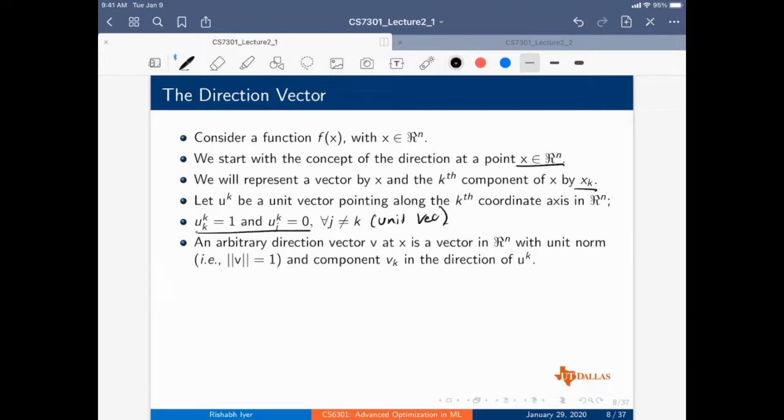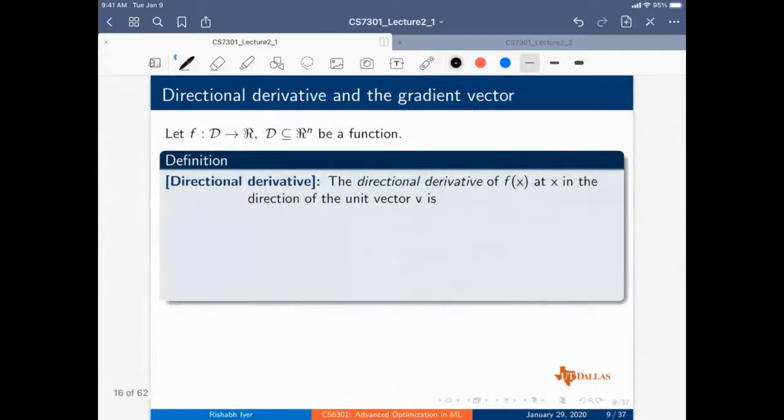Building upon this, we can come up with the notion of the directional derivative. The directional derivative of f of x at x is the derivative at a particular point x, in the direction of a unit vector v, given as this quantity. Again, we are dealing with functions that are defined on vectors, on d-dimensional quantities. So the gradient is going to be a vector.